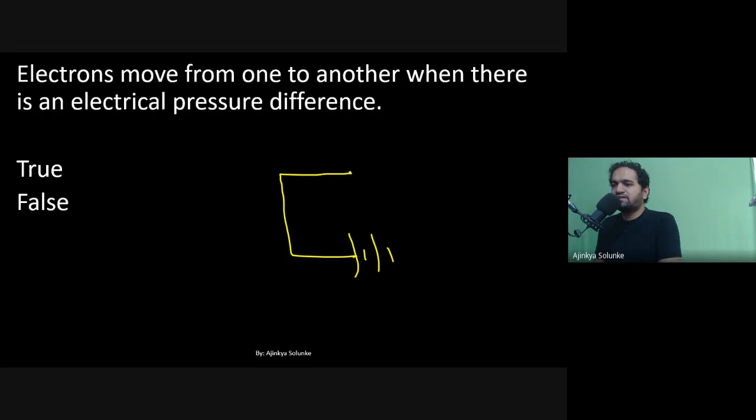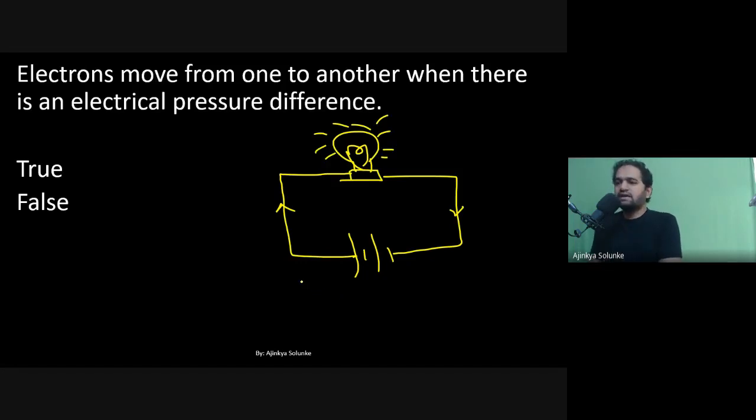Suppose this is your circuit, and you have connected some kind of bulb here, and this is glowing right now. The current is flowing in this case, and the bulb is glowing. Can you tell me who is offering the potential difference? Who is creating that pressure difference?